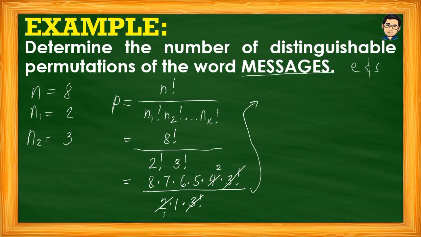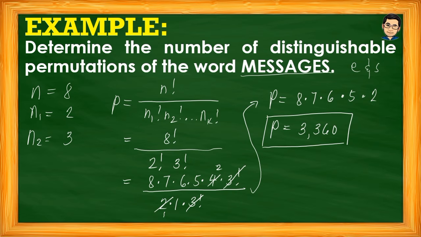Next, mga remaining factors, multiply lang natin 8 times 7 times 6 times 5 times 2. So, 8 times 7 is 56, times 6, 336, times 5 is 1,680 times 2, 3,360. So, yung total na number of distinguishable permutations of the word messages is 3,360.